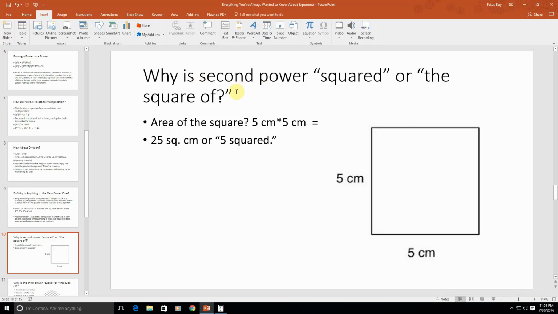All right, you might also be asking, hey, why is the second power called squared or the square of? Well, when you take the area of an actual geometric square, the way you find the area is you take the side length and you square it. So if this is 5 and that's 5, the area is 25. So in this case, it's 5 centimeters times 5 centimeters, which is 25 square centimeters, or 5 squared centimeters if you like.